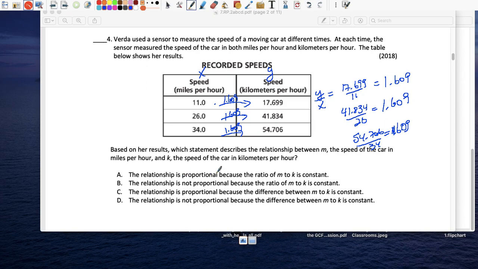So the relationship is proportional because the ratio of miles to kilometers is constant. That's correct. The relationship is not proportional, so that's garbage. D also says it's not proportional, so you can clear it out. And then let's just confirm, the relationship is proportional because the difference, no, it's not difference, it's the ratio. The word is ratio. So C, although it says it's proportional, is incorrect in its justification.